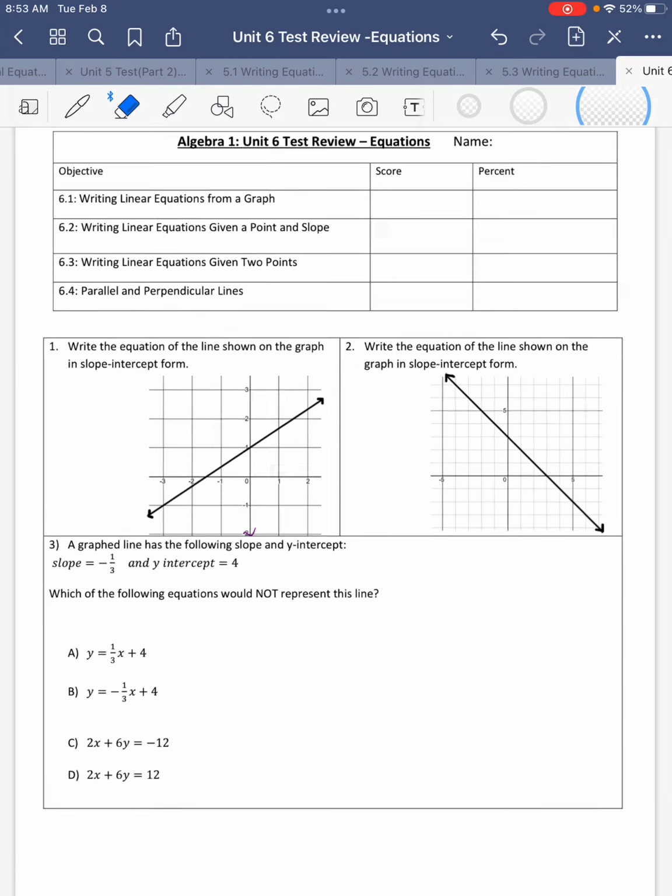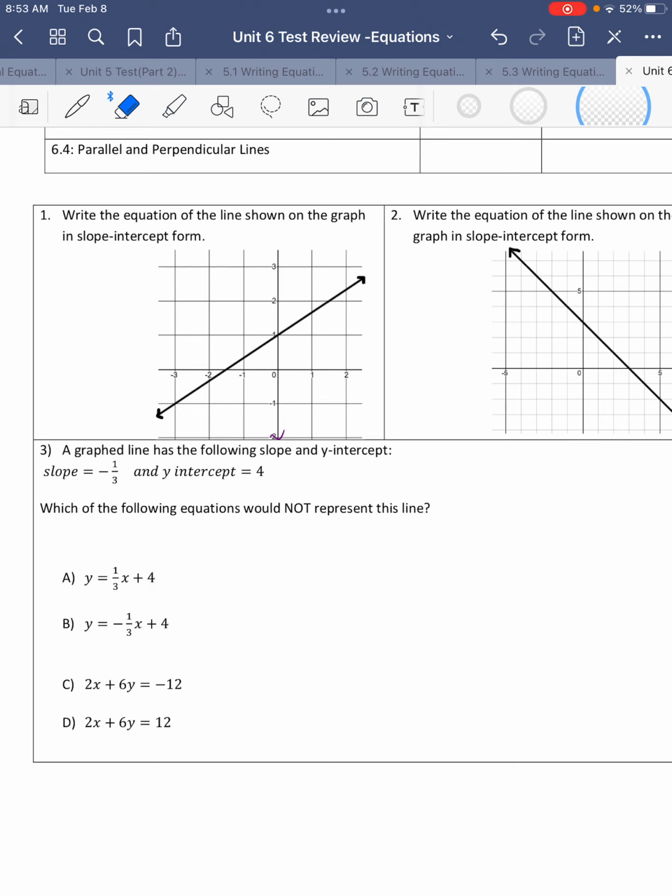This is the Unit 6 test review answers. So number 1, we're going to write the equation of the line shown on the graph in slope-intercept form. Slope-intercept form is y equals mx plus b.